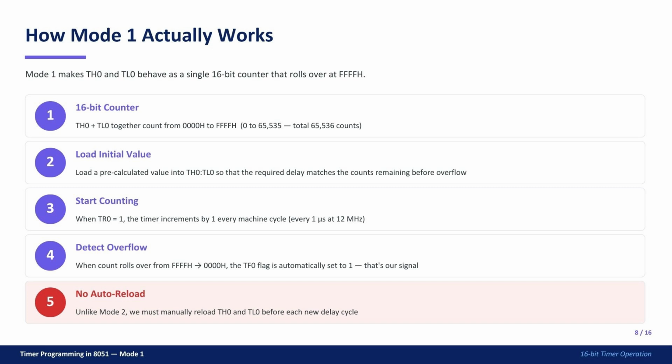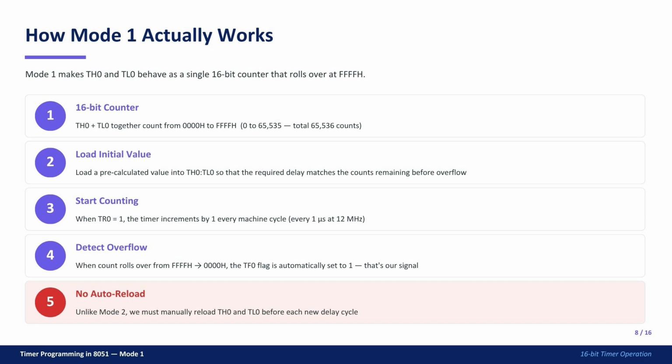Secondly, we don't let it start at 0. Instead, we load an initial value into TH0 and TL0. This value is calculated based on the delay we need. We'll see the calculation in a moment. Third, we set the TR0 bit to 1, which is short for timer run for timer 0. The timer begins incrementing every machine cycle. If our machine cycle is 1 microsecond, the count goes up by 1 every 1 microsecond.